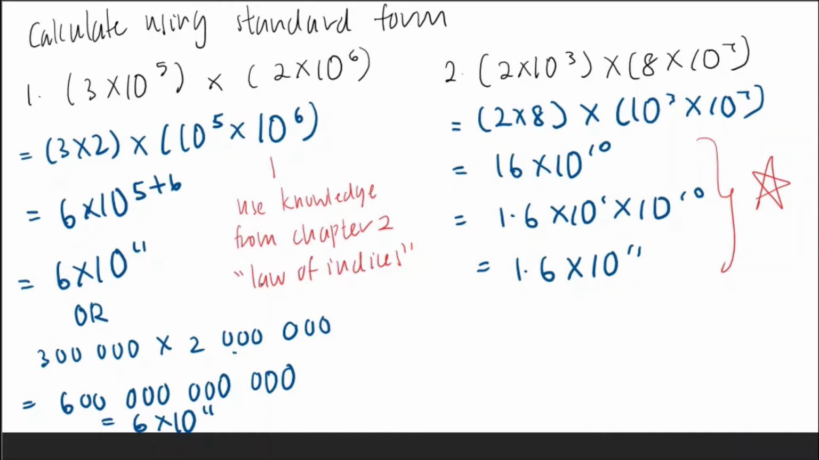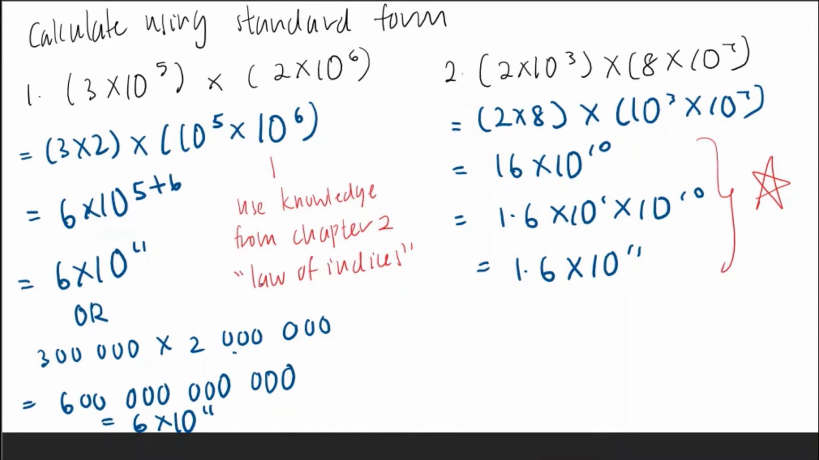So, solving with standard form numbers. 3 times 10 to the power of 5 multiplied by 2 times 10 to the power of 6. You put the like terms together: 3 times 2 times 10 to the power of 5 times 10 to the power of 6. And using the knowledge from Chapter 2, Law of Indices, link in description, 3 times 2 gives you 6 times 10 raised to 5 plus 6, and that's 6 times 10 to the power of 11. Or you can just convert the standard form to ordinary numbers, and then you multiply them, then you get 6 times 10 to the power of 11 as well.